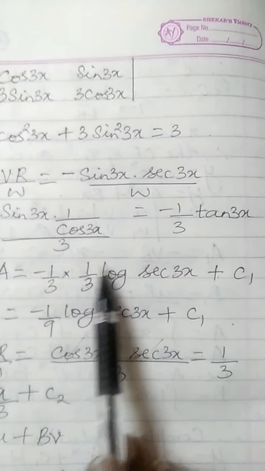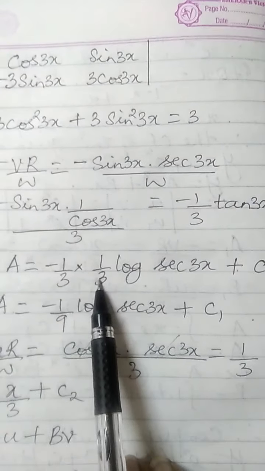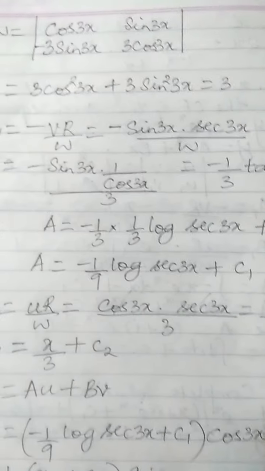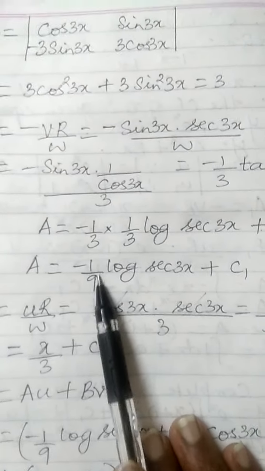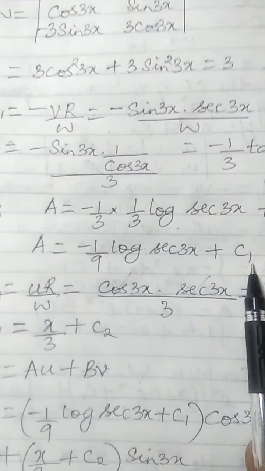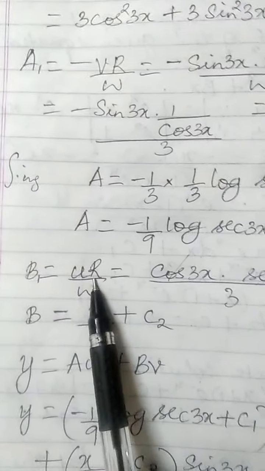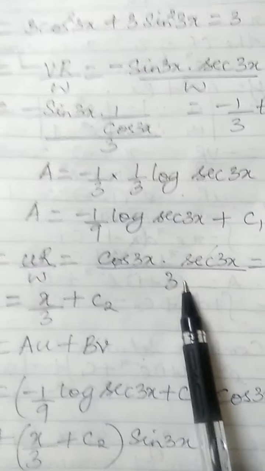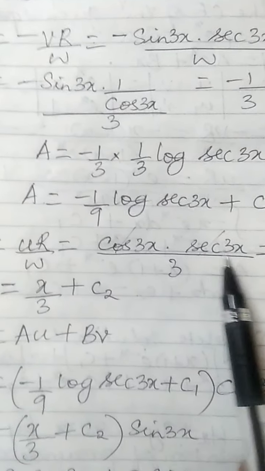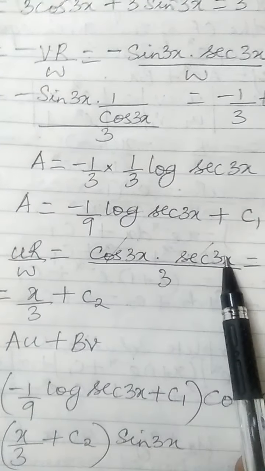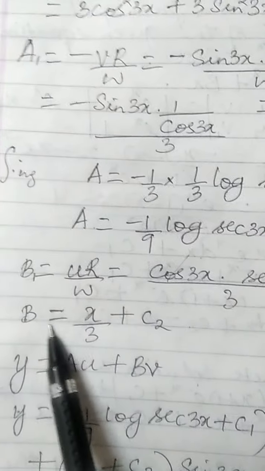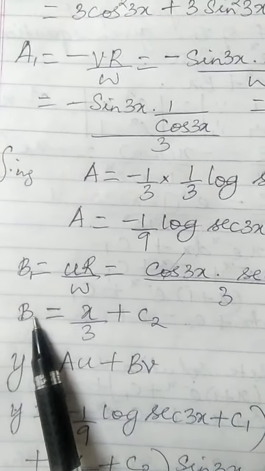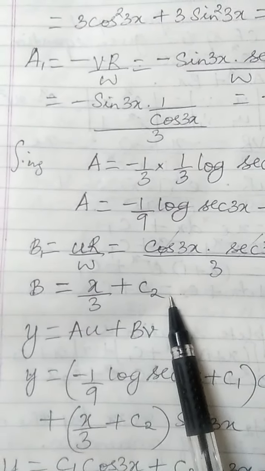Integrating both sides, we'll get A is equal to minus 1 by 3 into integral of tan 3x, which is 1 by 3 log secant 3x, plus c1. Hence, A is found to be minus 1 by 9 log secant 3x plus c1. B1 formula, UR by W, that's equal to cos 3x into secant 3x by 3. Secant 3x is nothing but 1 by cos 3x. Hence, cos 3x into secant 3x is 1. Hence, B1 is equal to 1 by 3. Now, further integrating on both sides, B is found to be x by 3 plus c2.